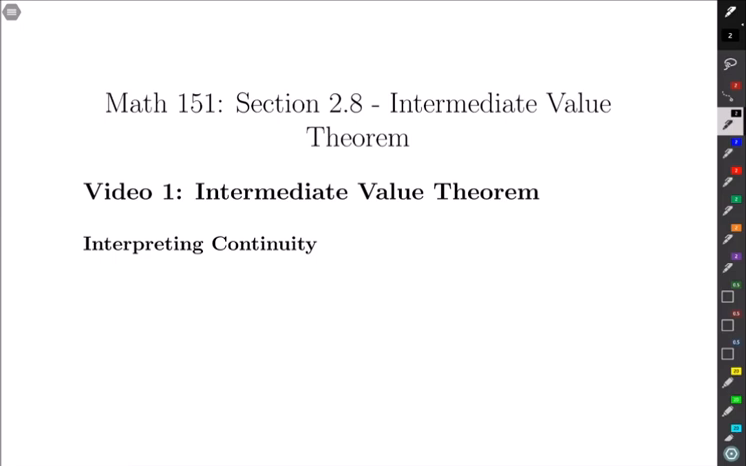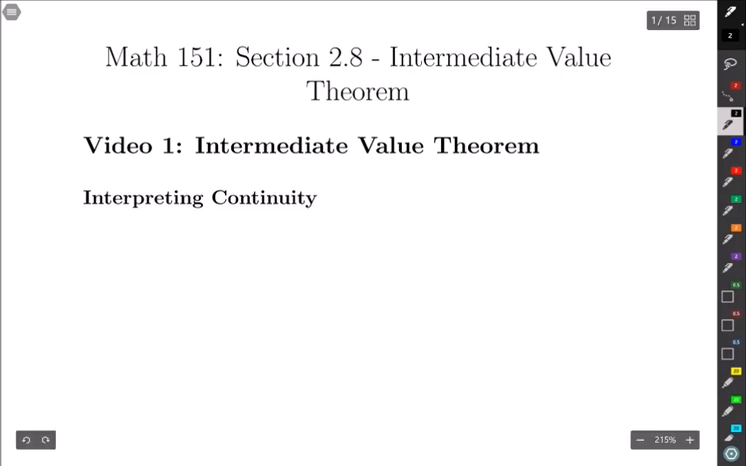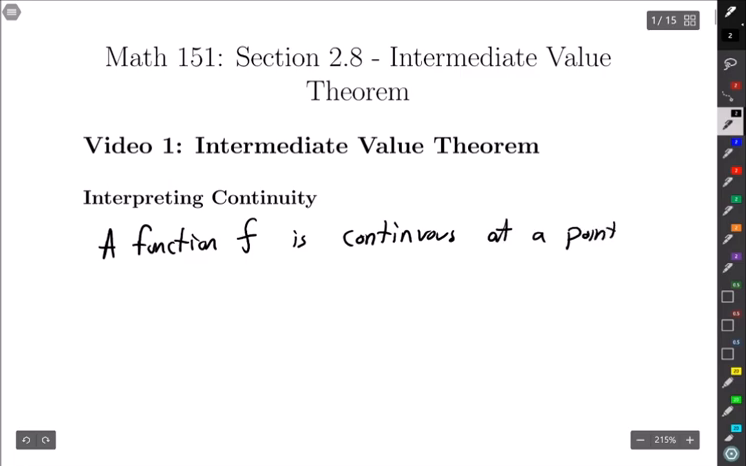In order to discuss the intermediate value theorem, the first thing we have to talk about is continuity, because continuity is a fundamental part of this theorem and why it works. So in class, we've already learned the definition of what it means for a function to be continuous. So a function f is continuous at a point C if the limit as x goes to C of f is the same as the value at C.